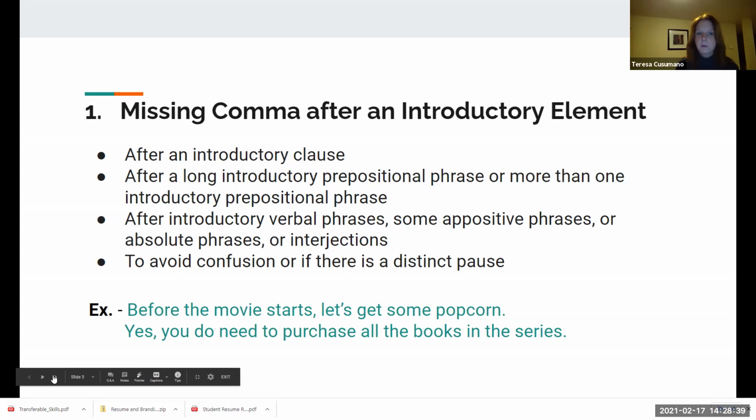So if you look at the example below, before the movie starts, let's get some popcorn. So let's get some popcorn is the independent clause in that sentence, and you need to set the prepositional phrase before the movie starts off with a comma. So if you look at the second example, yes, you do need to purchase all the books in the series. You have to offset that, yes, the interjection before the full independent clause.